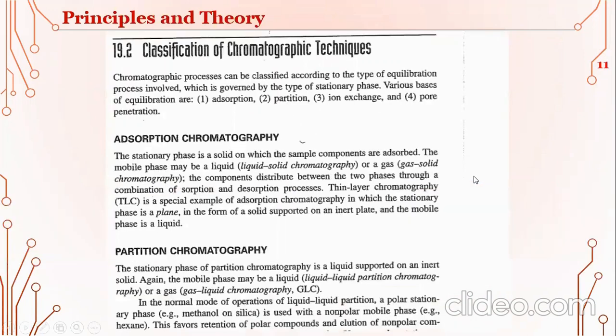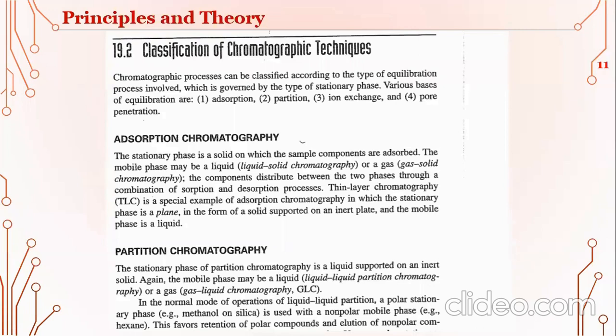Talking about some principles and theory, we have already discussed the classification. There are certain types of classification of chromatographic techniques. The first type is adsorption, the second one is partition, the third is ion exchange, the fourth is penetration. So these are the different types, and they are based on equilibrium.